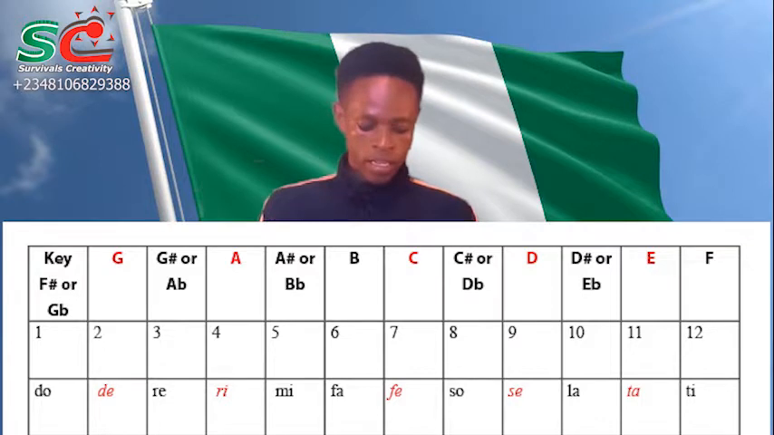So I'll take it again. F sharp or G flat becomes our Do. G sharp or A flat becomes our Re. A sharp or B flat becomes our Mi. B becomes our Fa. C sharp or D flat becomes our So. D sharp or E flat becomes our La. And then F becomes our Ti.